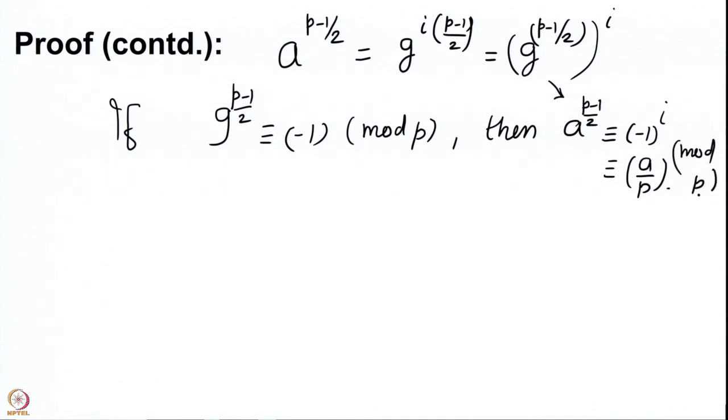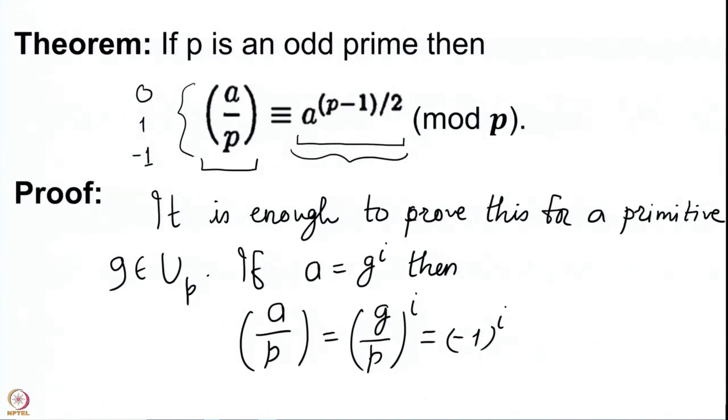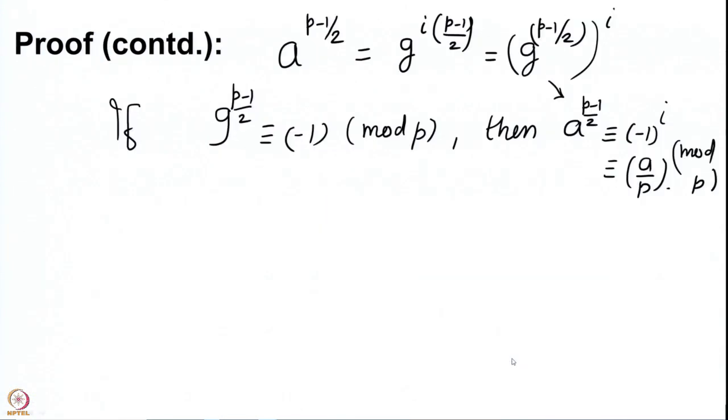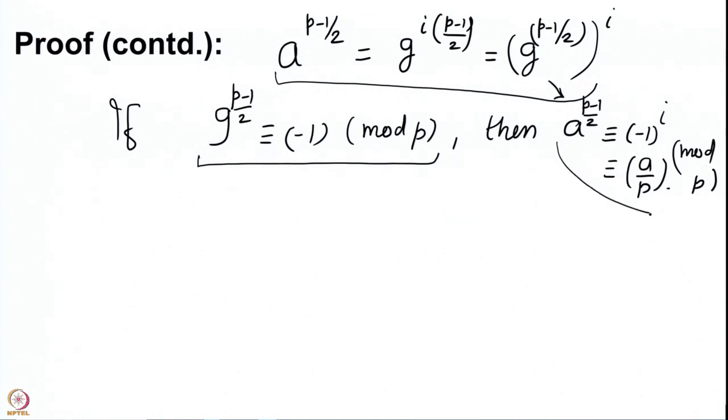So, when we have A by P equal to minus 1 to the power I, and once you prove that G power P minus 1 by 2 is minus 1, once you prove this equality, then using this formula we will get directly that modulo P, A raised to P minus 1 by 2 is simply the Legendre symbol A by P. So, what we need to show is that G to the power P minus 1 by 2 is not equal to 1 in the group UP.